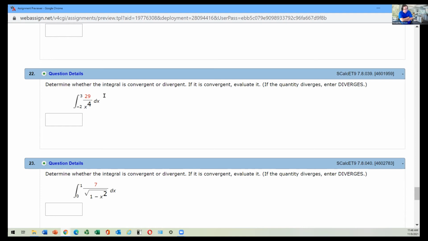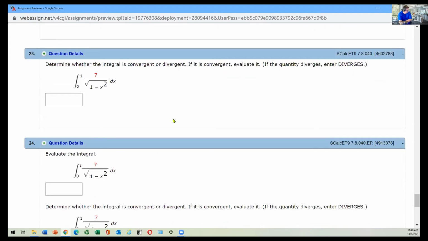Where is the problem in this question? What's the value of x? Zero. So isn't that one that you'll have to split into 2 pieces? And so -2 to 0 and 0 to 3. Would you agree this one has a problem at 1, but we've done one similar to it?